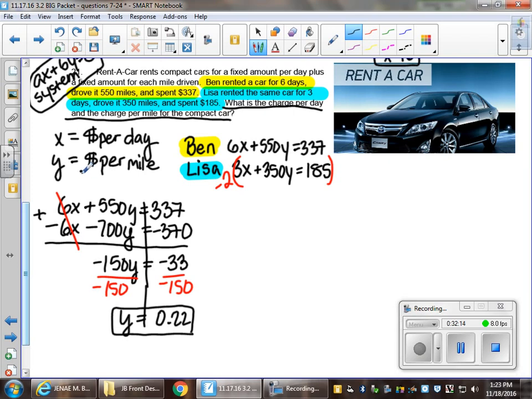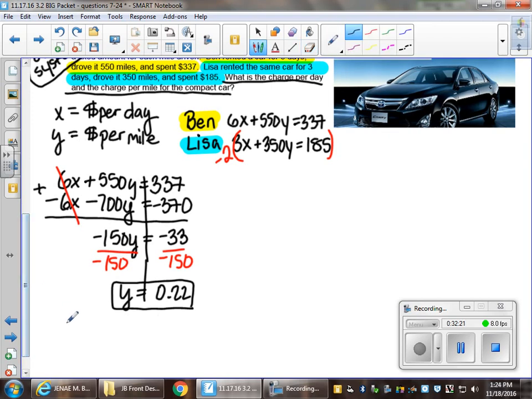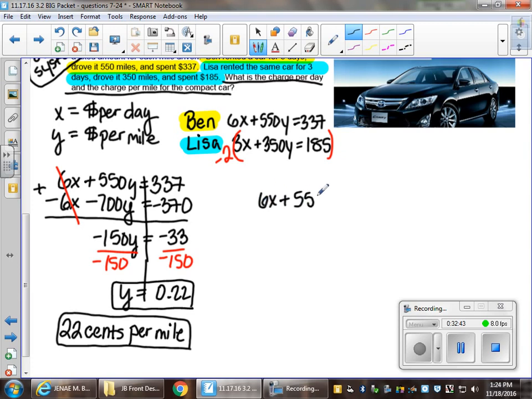Let's see what our answer means. We defined y to be cost per mile. So it means that when you rent this car, it's 22 cents per mile. So we have the cost per mile. Now we need to get how much does it cost you per day to rent this car. Doesn't matter which equation. I think I'll work with 6x plus 550y equals 337.